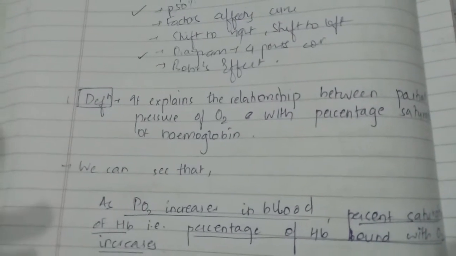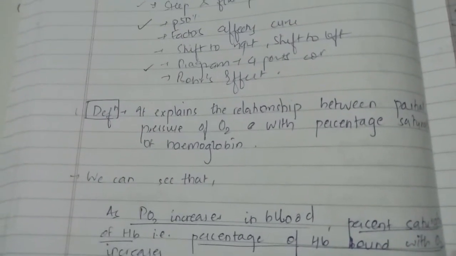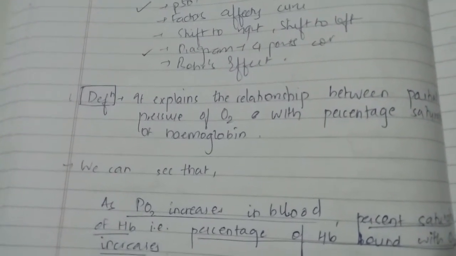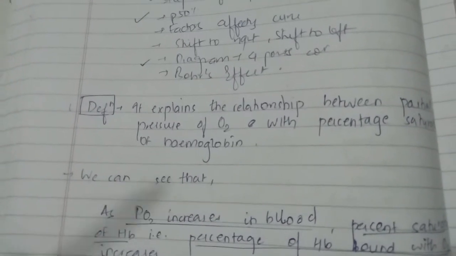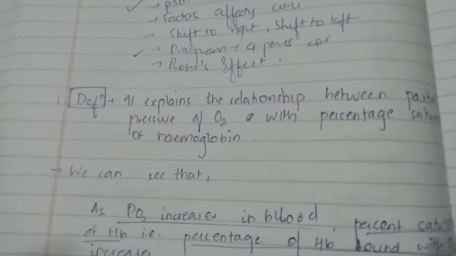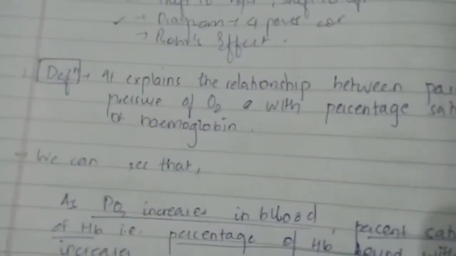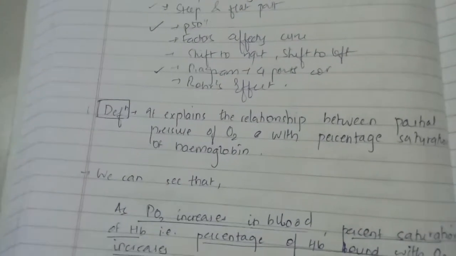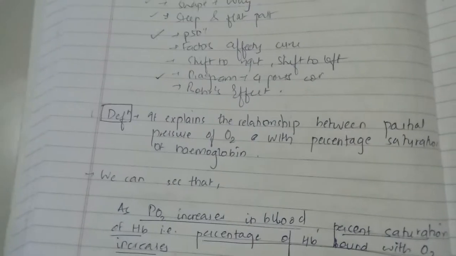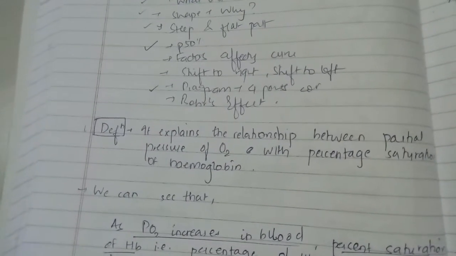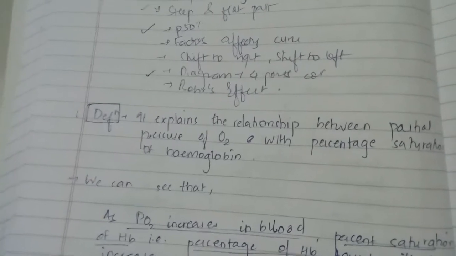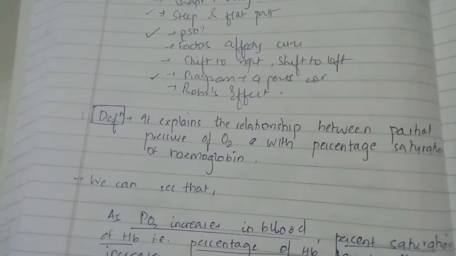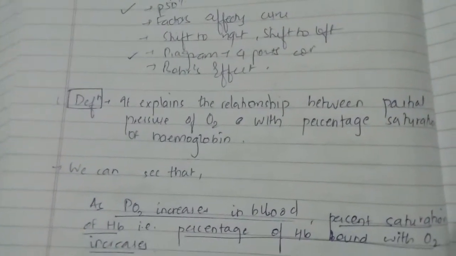It explains the relationship between partial pressure of oxygen with percentage saturation of hemoglobin. So the pressure of oxygen affects the percentage saturation of hemoglobin. Now, what is percentage saturation of hemoglobin? The amount of hemoglobin that binds the oxygen is known as percentage saturation. Now, it depends on the partial pressure of oxygen of the blood. So if the oxygen content in the blood is more, then of course the percentage saturation of hemoglobin will be more. That is, the more amount of hemoglobin will be binding with the oxygen.